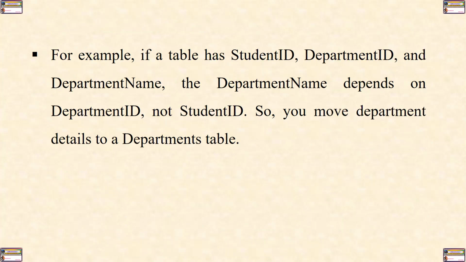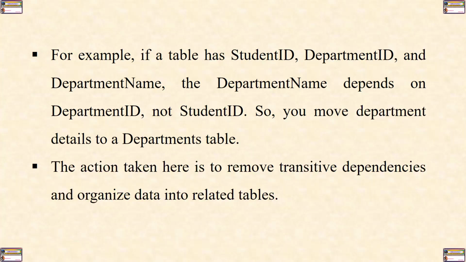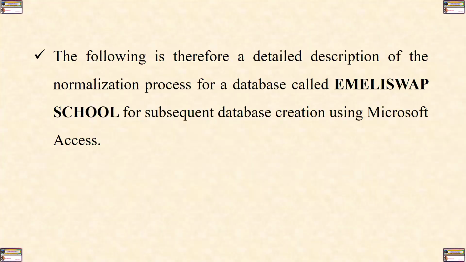So what are we supposed to do? We simply move department details to a department table. We unlink it, or we remove the student ID from this table. The action taken here is to remove transitive dependencies and organize data into related tables. So those are the main stages of the normalization process.